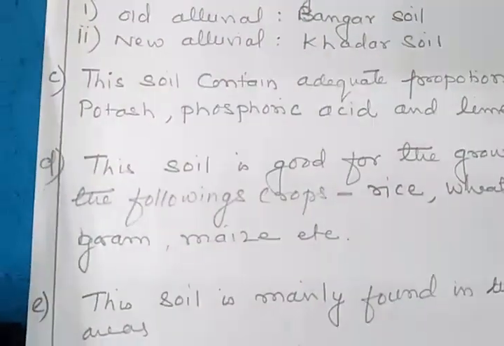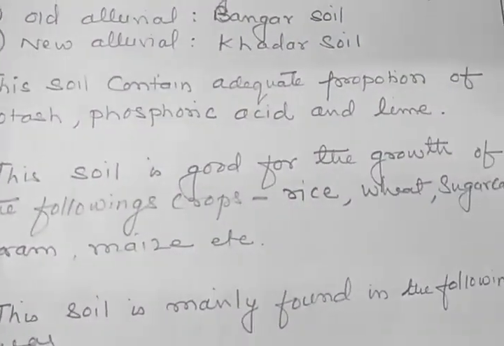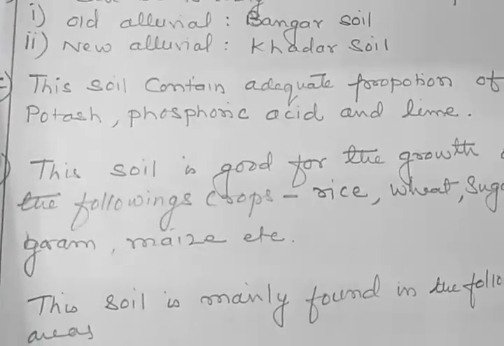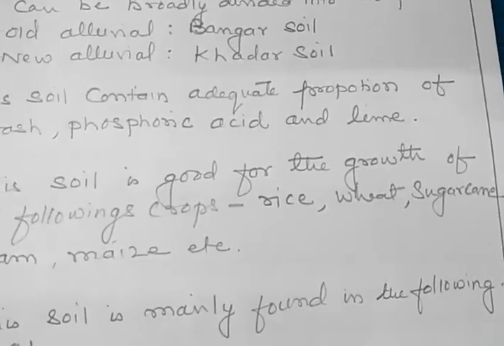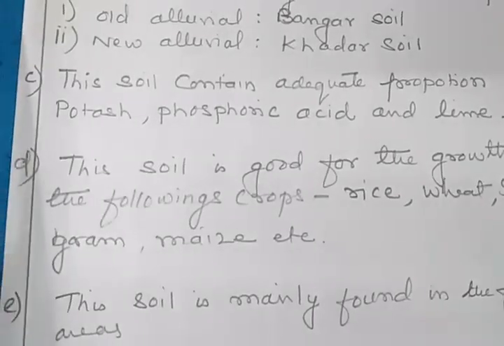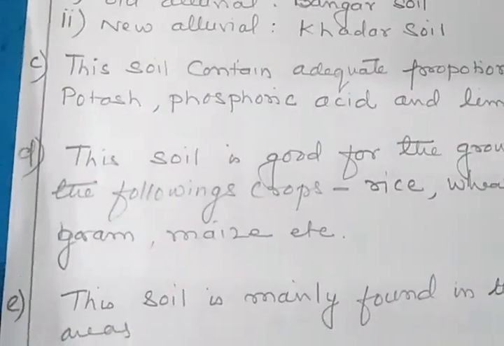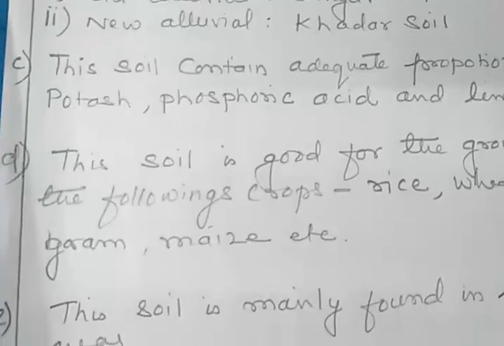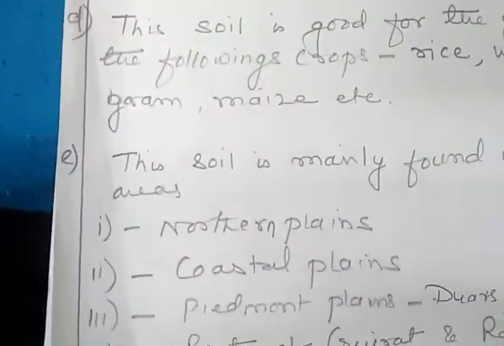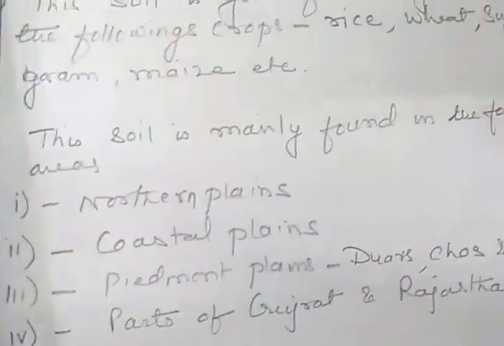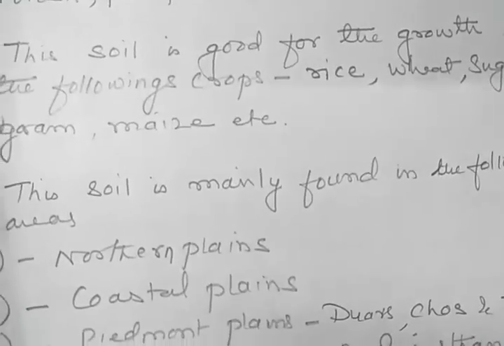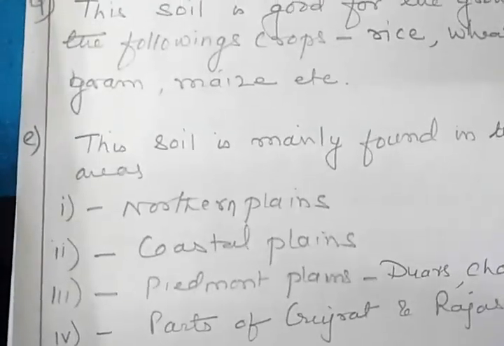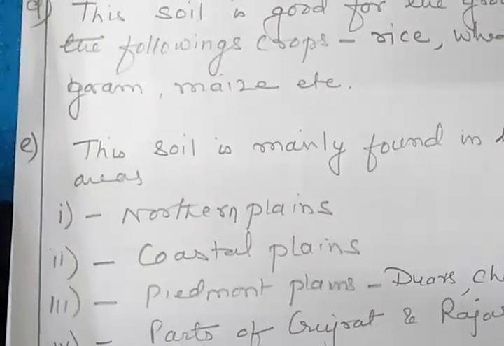This soil is good for the growth of crops such as rice, wheat, sugarcane, gram, maize, etc. This soil is mainly found in the following regions and areas. First one is the whole of the northern plain of India.